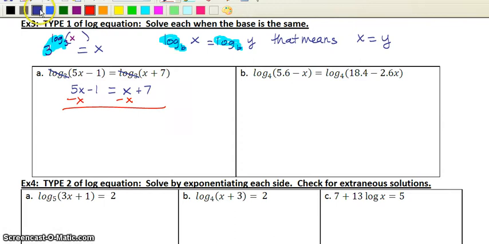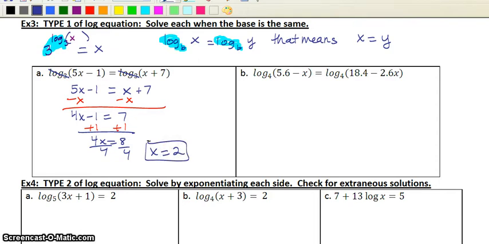So subtract x from both sides. 5x minus x is 4x. Add 1. 4x equals 8. Divide by 4, and x equals 2.